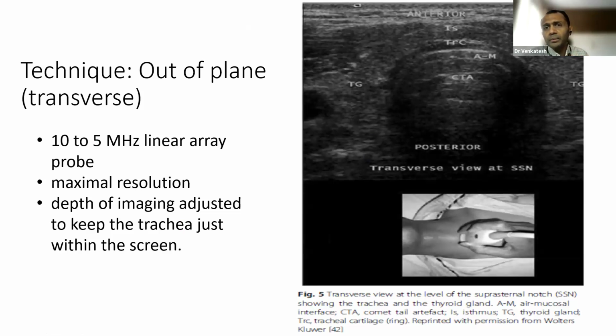So what you are seeing here, try to appreciate all the structures: the thyroid gland, the isthmus. This hypoechoic area is the tracheal cartilage. This is the air mucosal interface. This is a comet tail artifact similar to what we see in the lung. That is essentially the reverberation artifact that you see at equidistance. This is the posterior area of the trachea, roughly. This is again the thyroid gland. So try to appreciate all the structures.